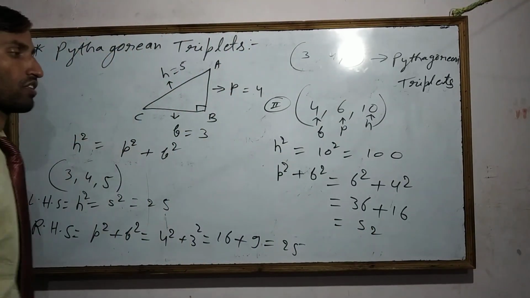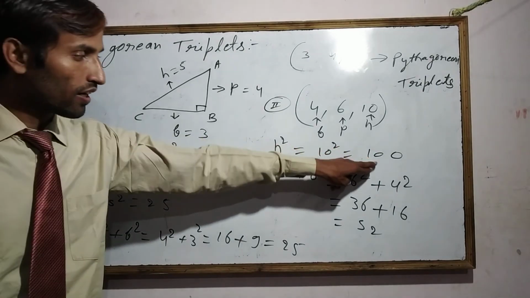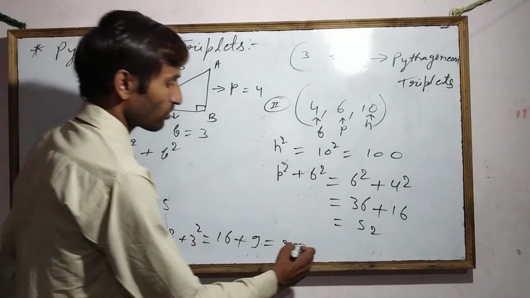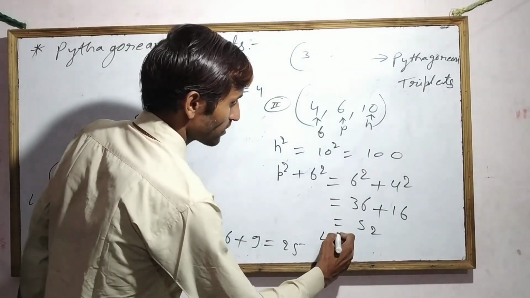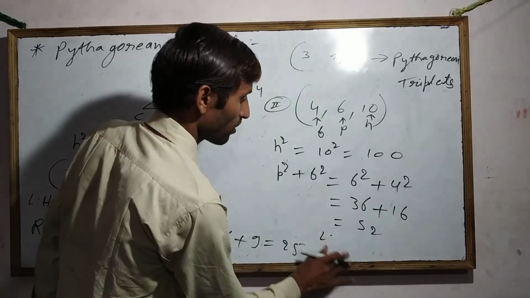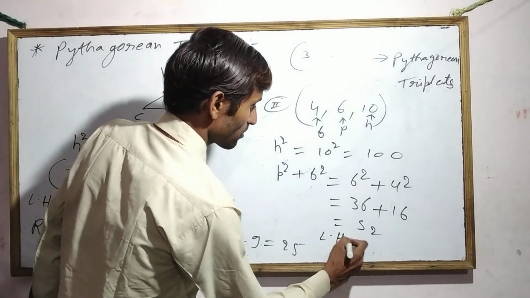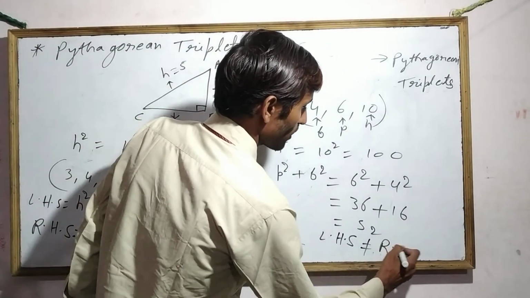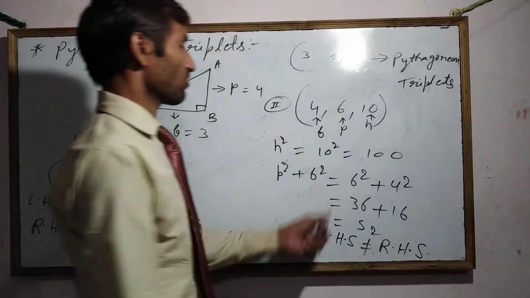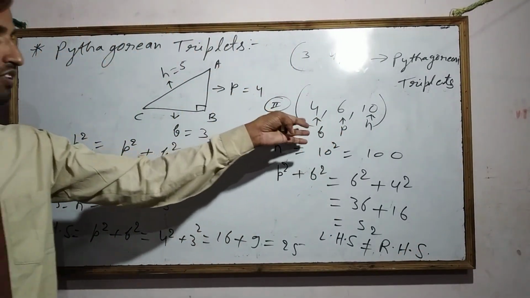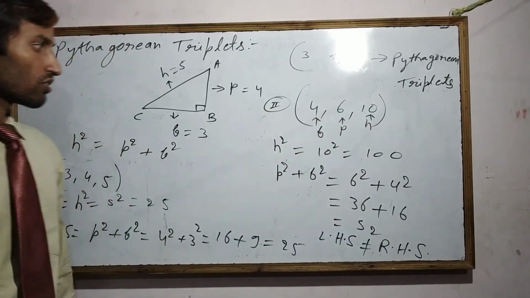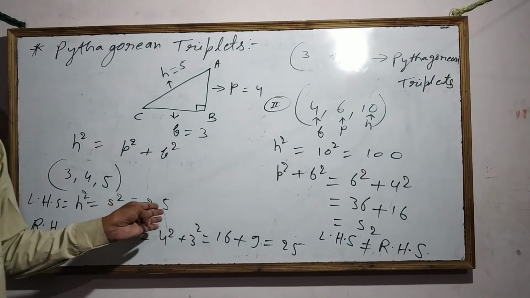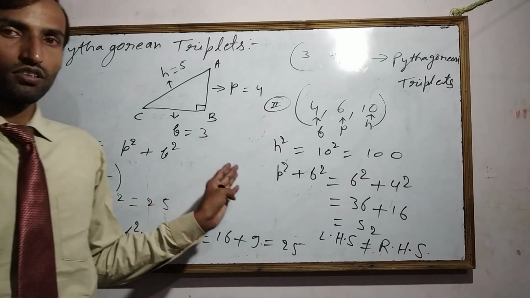Here the LHS is 100 and the RHS is 52. So both are unequal, LHS is not equal to RHS. It means this does not follow the Pythagorean formula, so it is not a Pythagorean triplet. Like that, you have to check whatever question is given in the exercise.